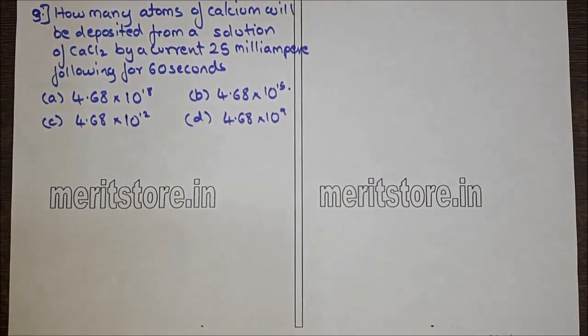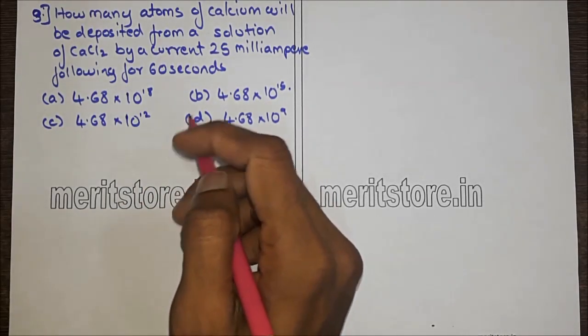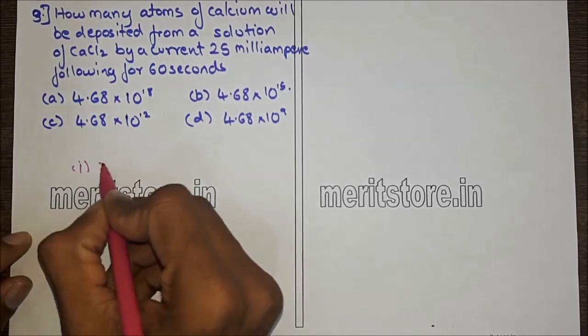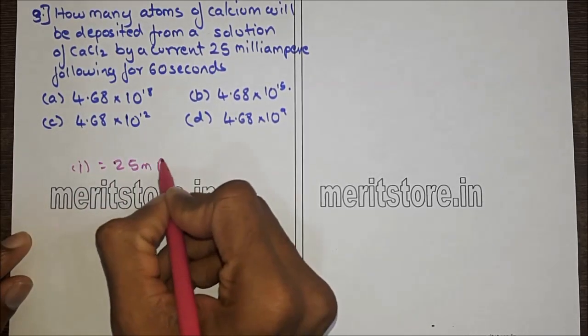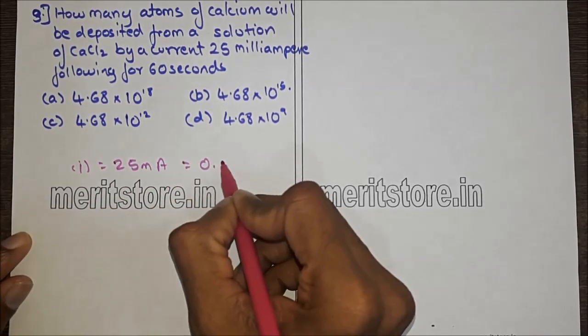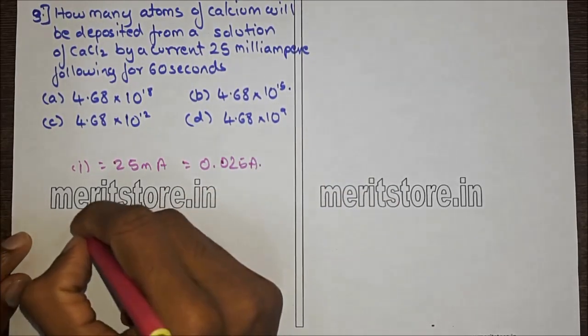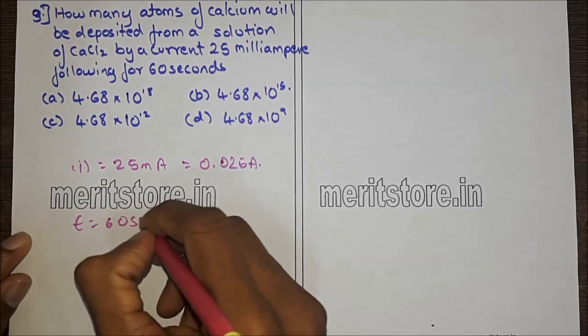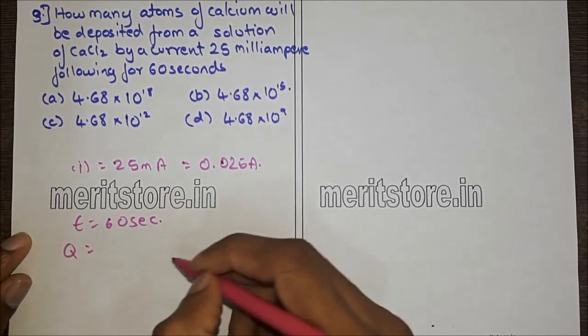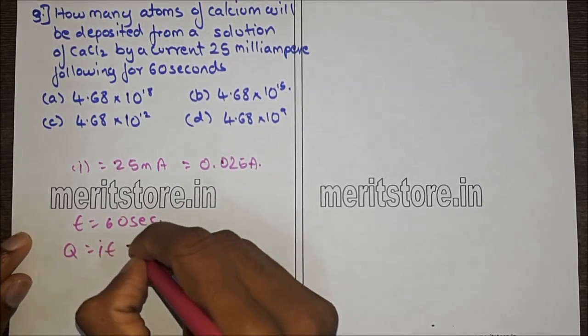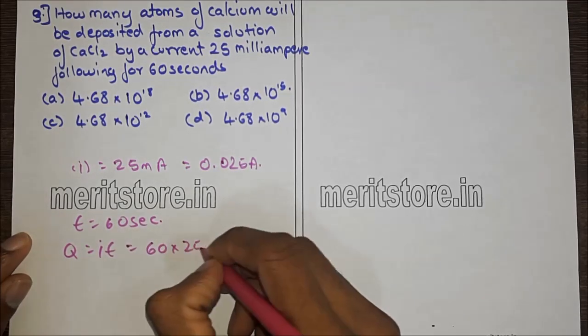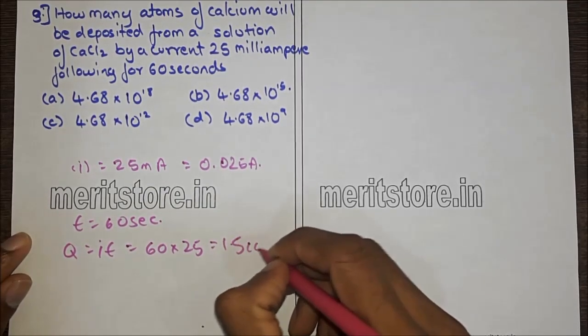Question 3. How many atoms of calcium will be deposited from a solution of calcium chloride by a current of 25 milliampere flowing for 60 seconds? We are given 4 options here. Given current I equal to 25 milliamp, which is equal to 0.025 ampere. We have T equal to 60 seconds, and the formula for Q is I into T, which is 60 into 25, equal to 1.5 coulombs.